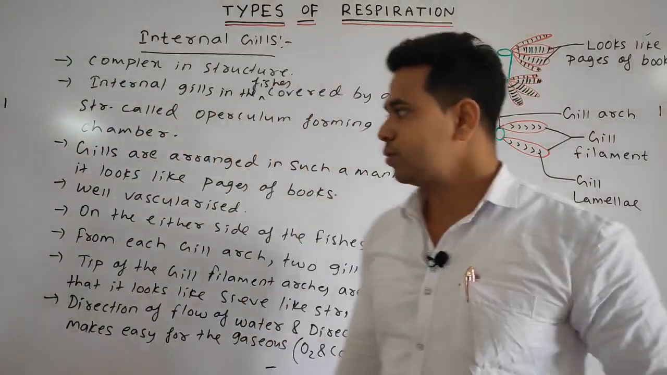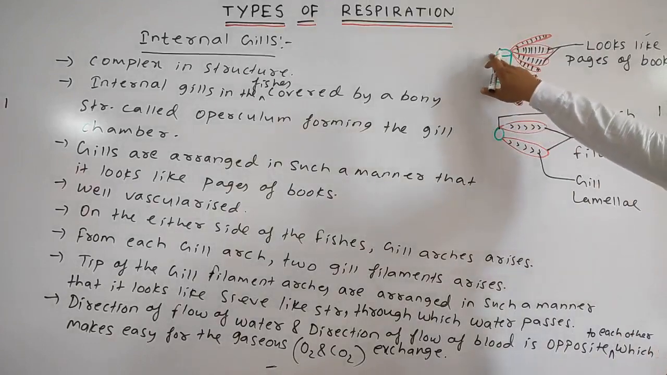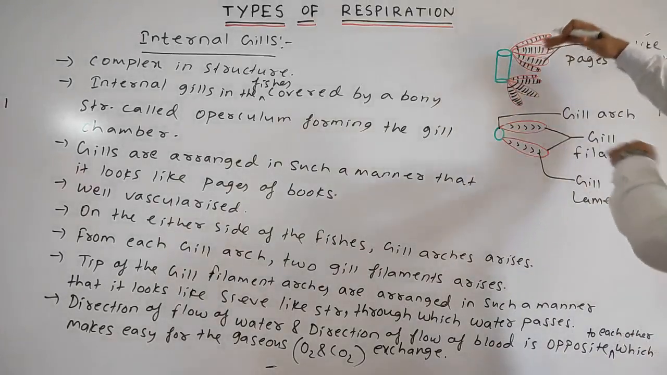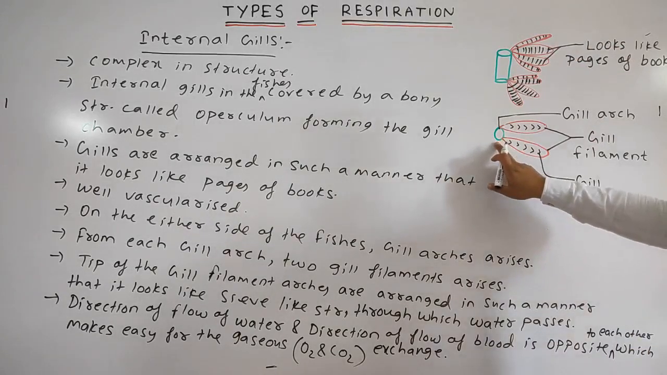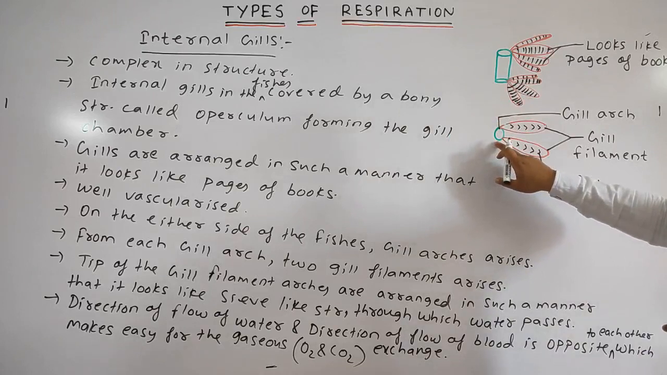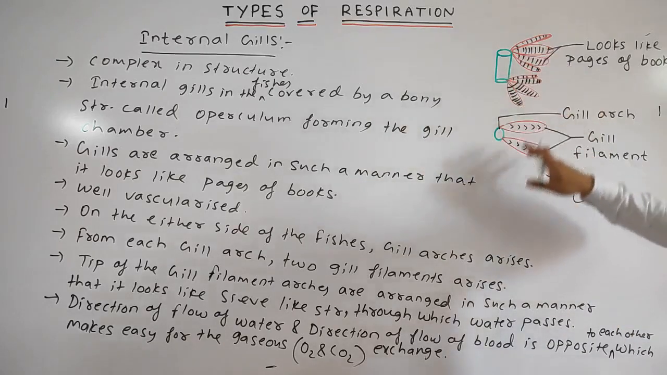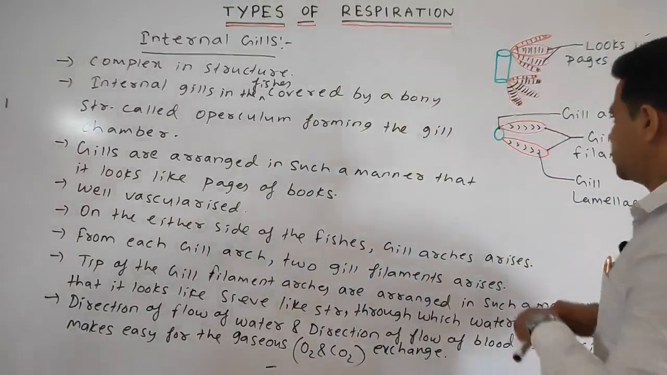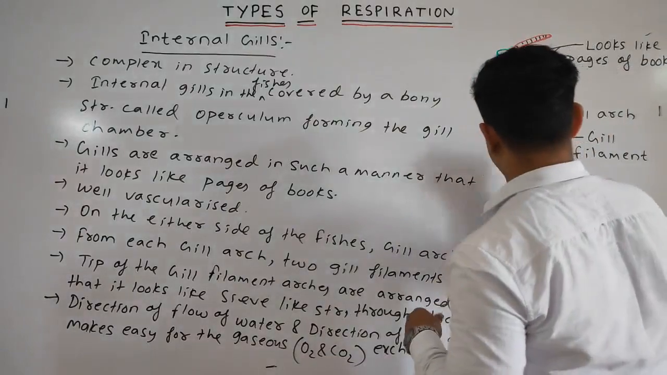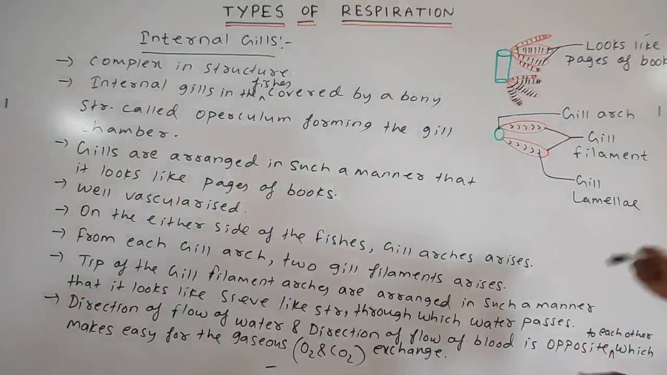Okay, students, you can see the diagram here where we have drawn these gill arcs from the adjacent side, where the gill filaments arise and look like pages of a book. This one gill arc I have drawn separately. From the gill arc, two gill filaments arise, each having the gill lamella, and this whole structure together helps in carrying out the respiration process. So please note down the internal gills.